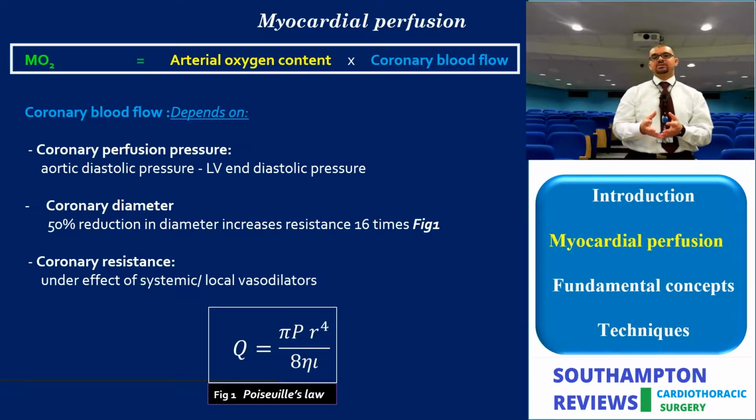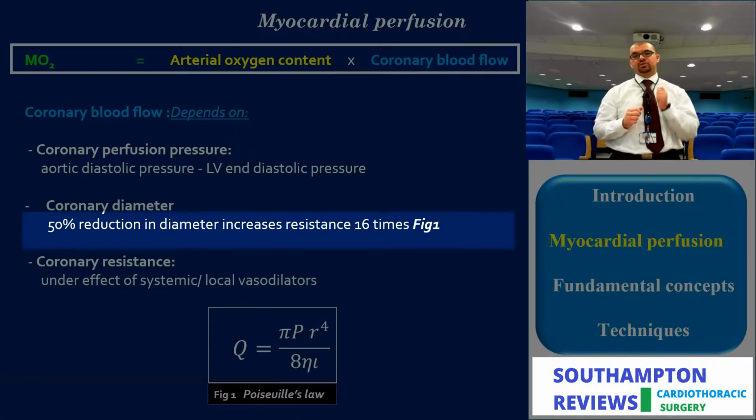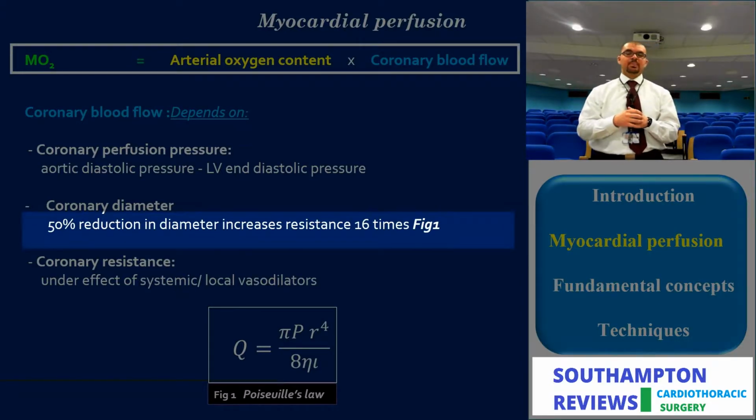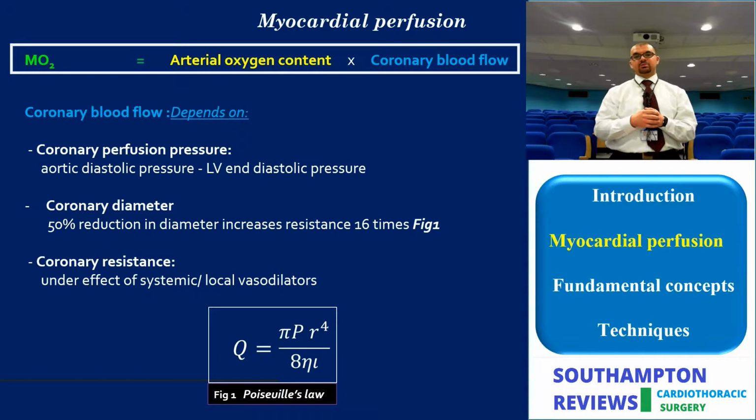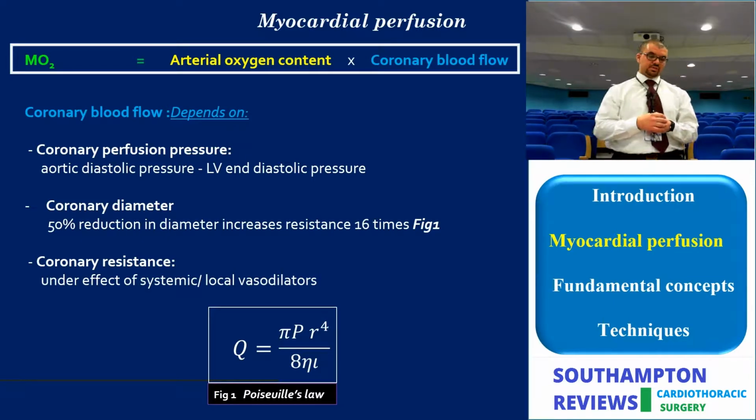In this particular instance, Poiseuille's law will give us a very important piece of information, that is a 50% reduction in coronary diameter will lead to 16 times more increase of resistance. Hence, the number 50% has a very important significance in coronary artery guidelines, as we will later see in later chapters. So remember, a 50% reduction in coronary diameter leads to 16 times more increase of resistance.